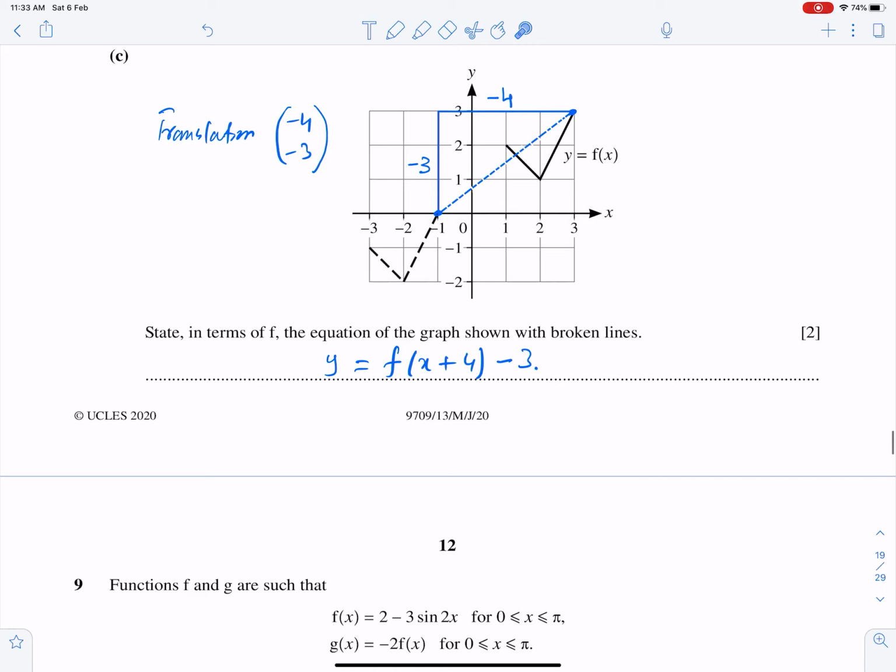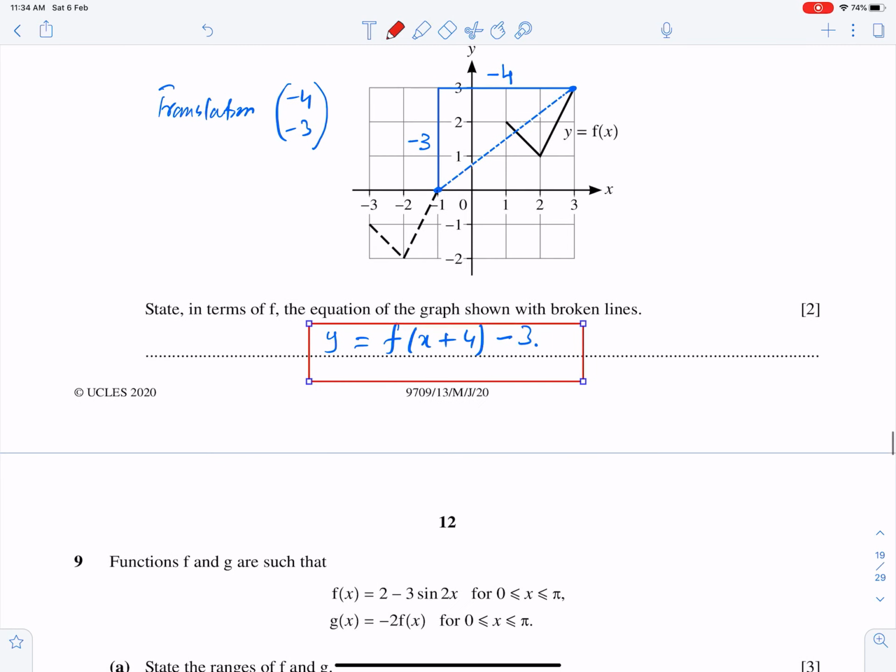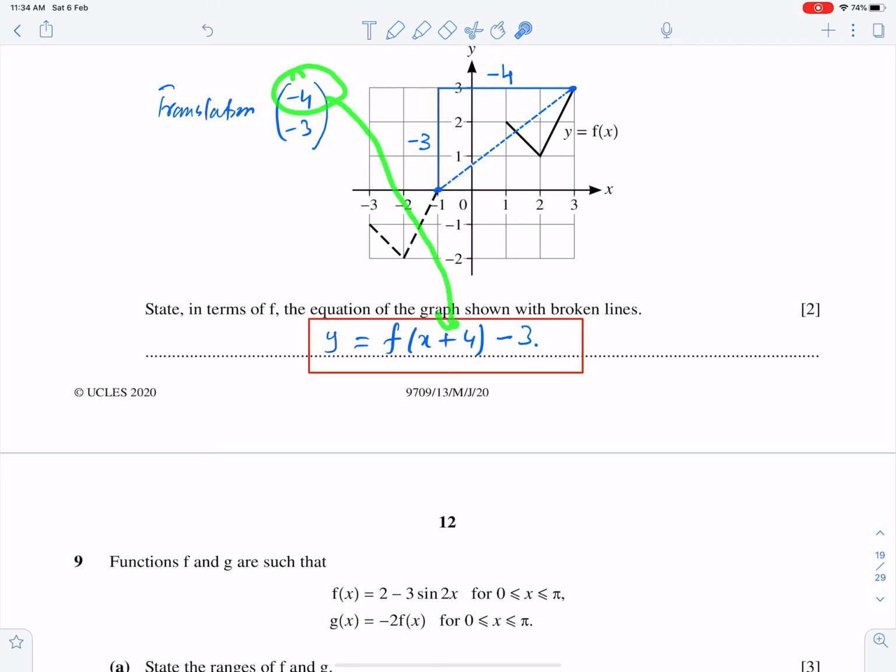Now this is the translation. You can observe any point. This is 4 units left and 3 units down. So this is the translation vector, and this is the equation of the translation. Make sure you write the opposite sign of this x coordinate, and the sign of y coordinate will remain unchanged.